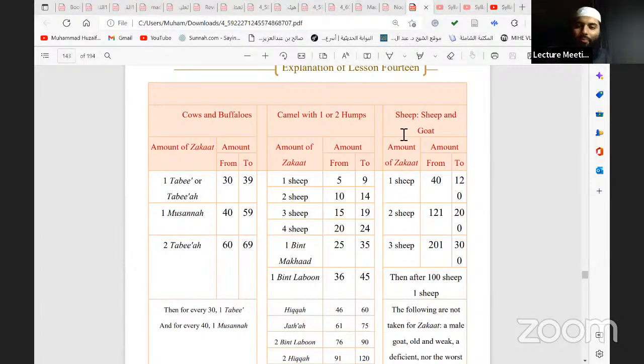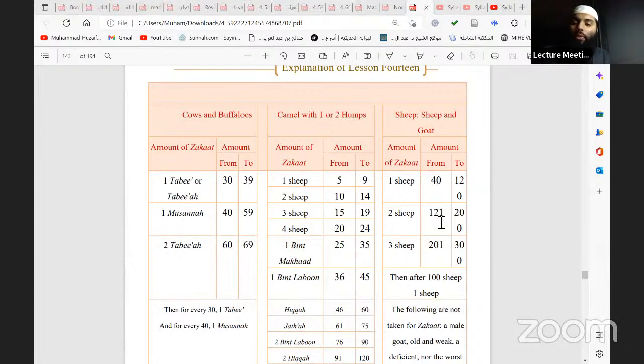Okay, when it comes to sheep, it's quite straightforward. If you have less than 40 sheep, you don't have to give zakah. But if you have 40 all the way to 120, you will have to give 1 sheep in zakah. So if I had 70, 1 sheep. If I had 119, 1 sheep.